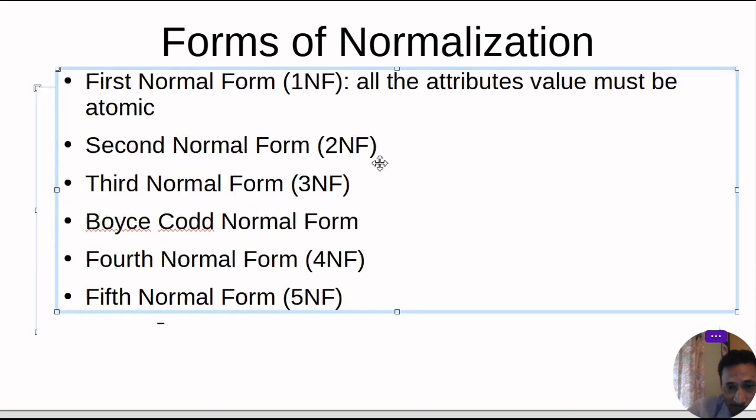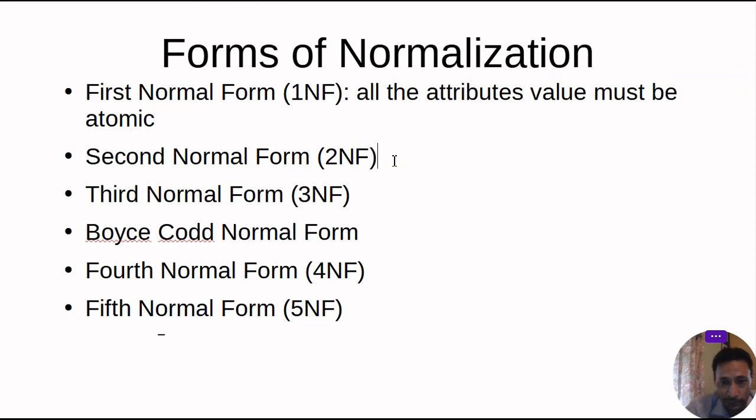Second normal form talks about partial dependency. A database table must not have partial dependency. Partial dependency means non-key attributes are dependent upon part of the key attribute. That should not happen in database tables.